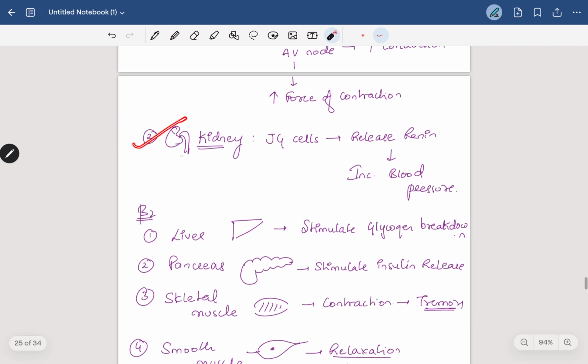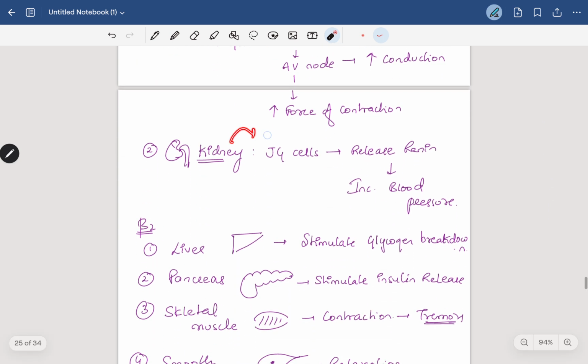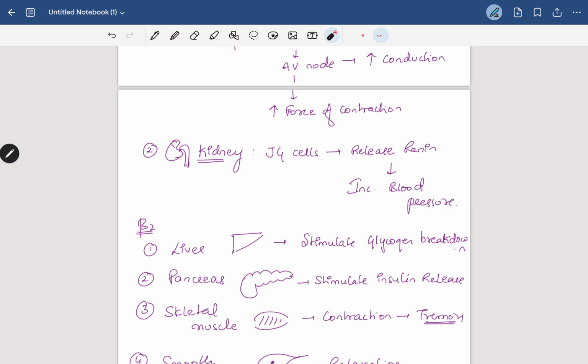Now it is present on the kidney. Who is present on the kidney? Beta 1. Beta 1 is present in two places. One is the heart and the other one is the kidney. On the kidney, what it does is it will stimulate your JG cells to release renin, and therefore there will be an increase in blood pressure. This is its action on the kidney.